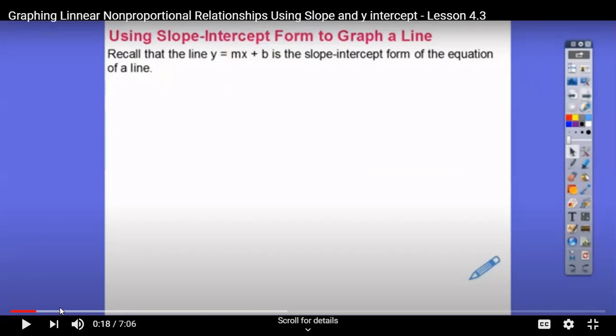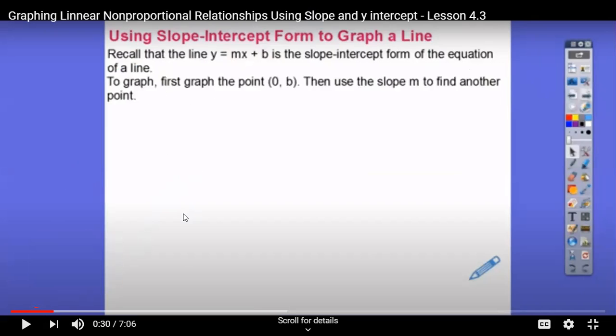So what if you have the equation and you want to represent it graphically? To graph, first graph the point (0, b), which is 0 and the y-intercept. Then use the slope m to find another point.